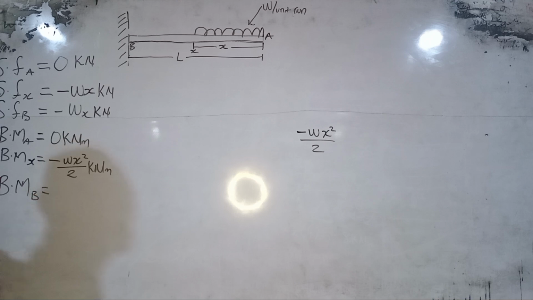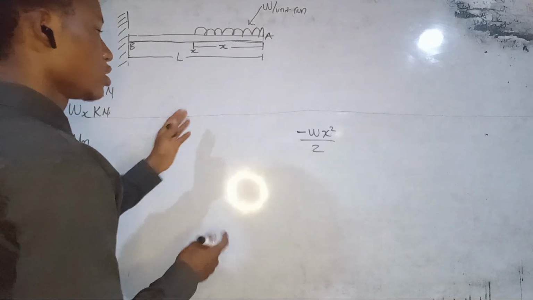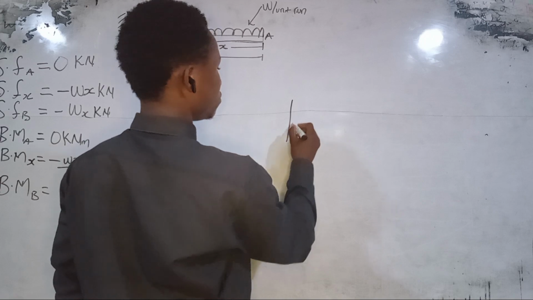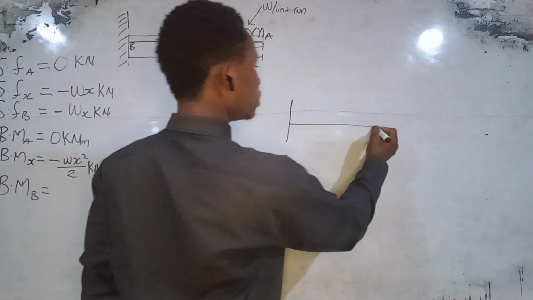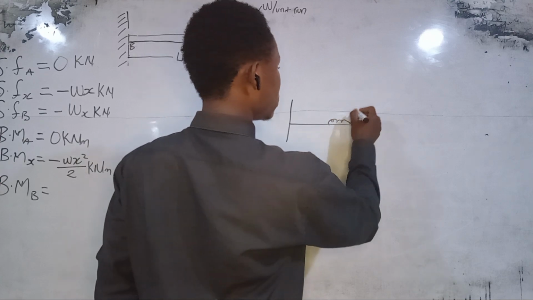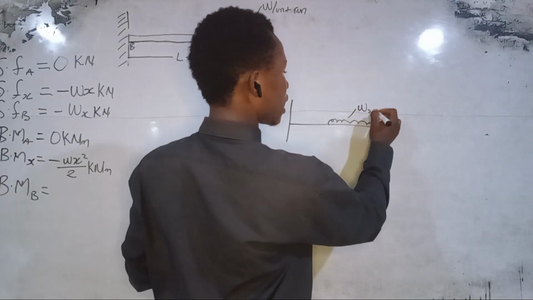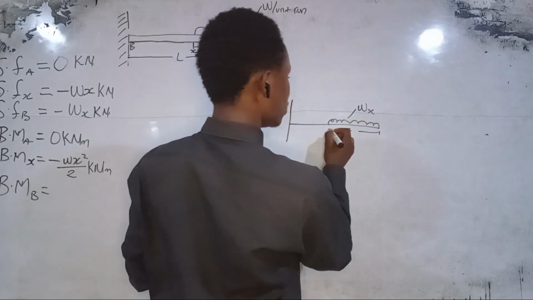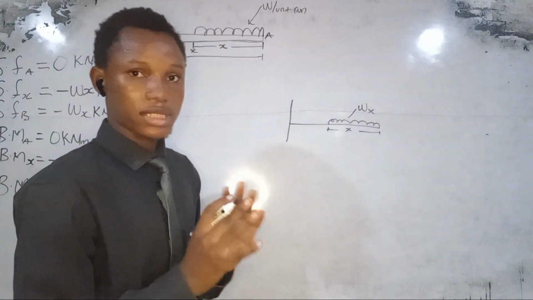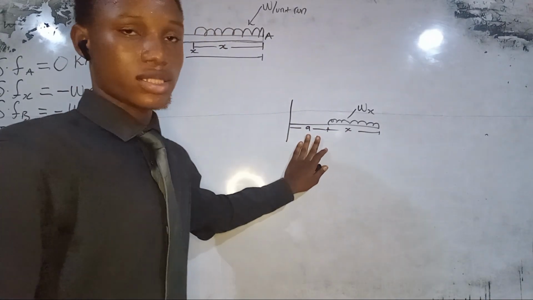Our bending moment at B now would be equal to, so at this point we are going to apply the method I mentioned earlier. Let's say this is the beam here. The shearing force of this load is W times X, where X is the distance between here and here. But we also have another distance here. Let us name it A. Let's say our distance from here to here is A.